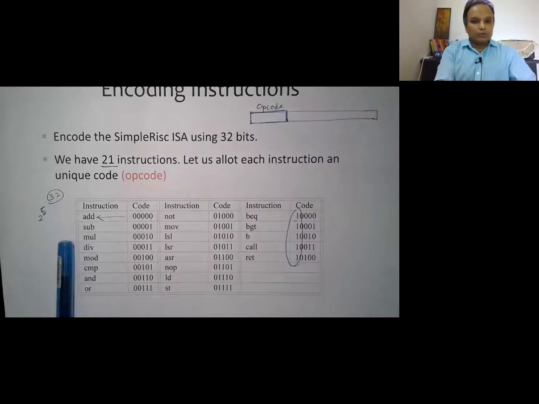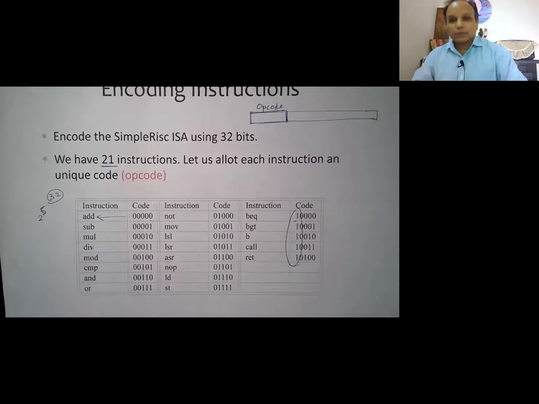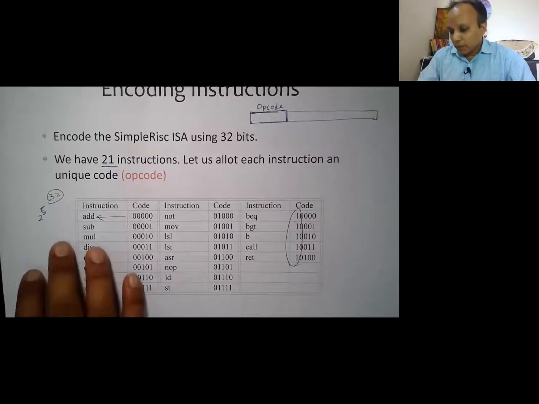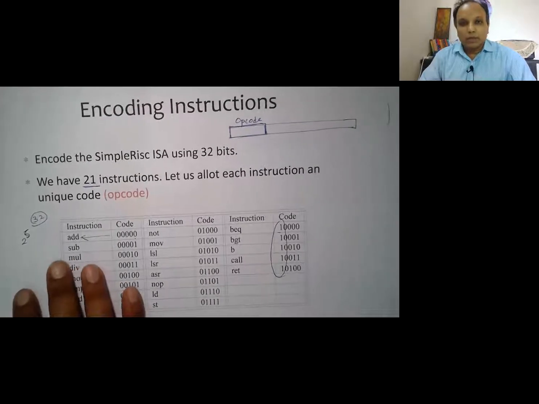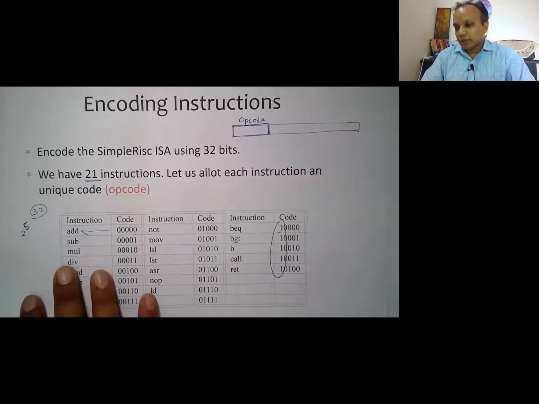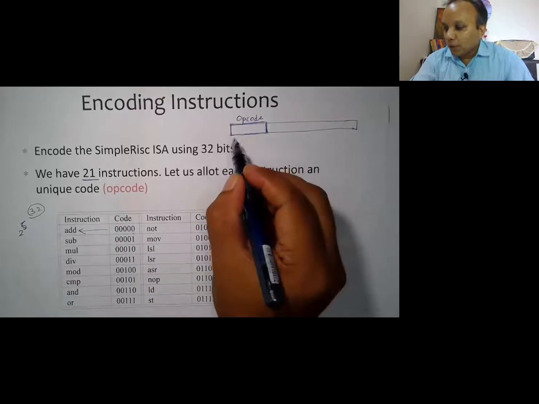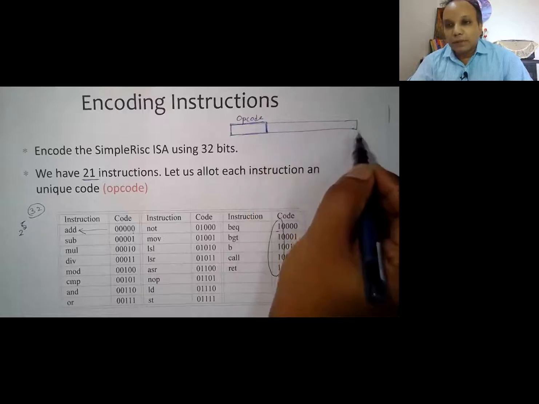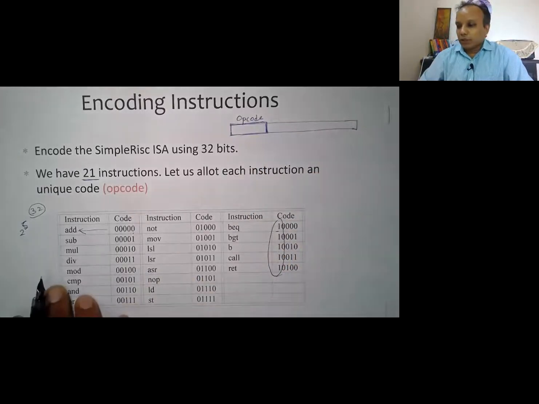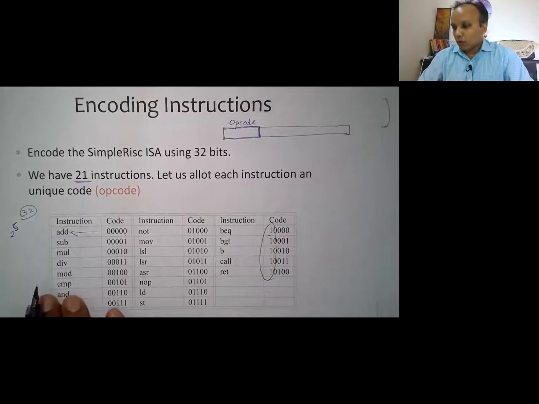All right. So we were discussing the encoding instructions, and we were looking at the SimpleRISC instruction set architecture. We looked at that there are 21 instructions, and we need five bits to represent those 21 instructions. So that means our opcode needs to be 5 bits. Now we are left with 27 bits because our instruction is 32 bits long.